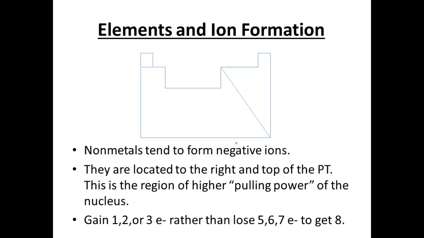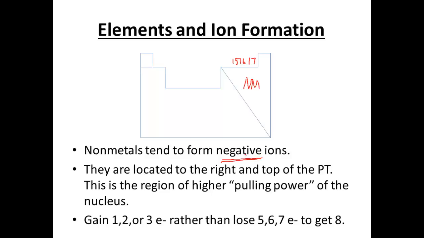And then just the opposite, nonmetals to the right of the stair-step line, Nm for nonmetals, tend to form negative ions. That proton pulling power wants to pull electrons in, so groups, not 18, but groups 17, 16, and 15 are going to want to gain either 1 electron, 2 electrons, or 3 electrons instead of losing 5, 6, 7 to get to that 8. So our nonmetals are going to form negative ions.